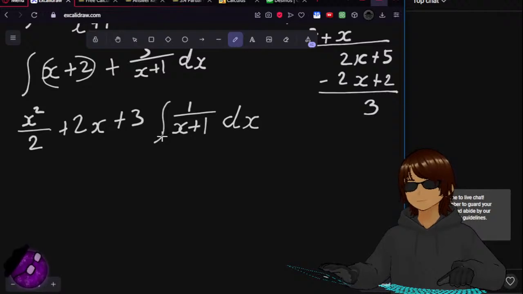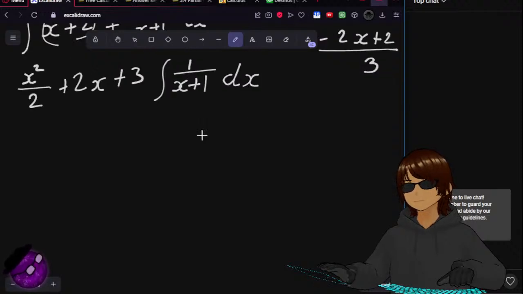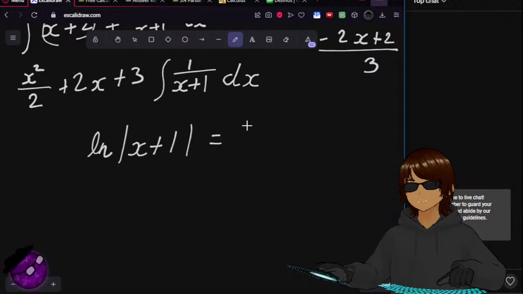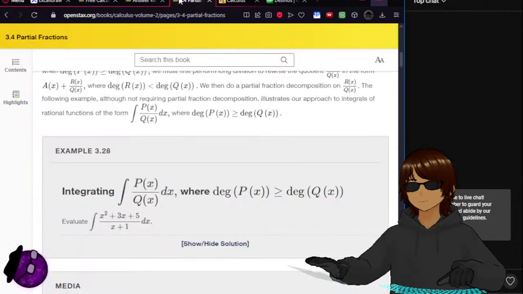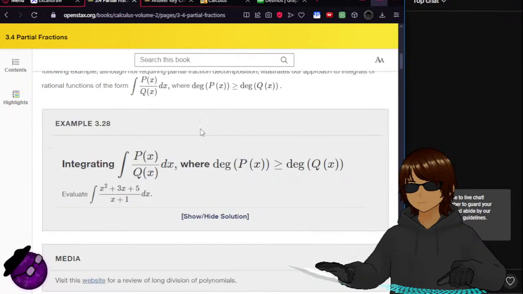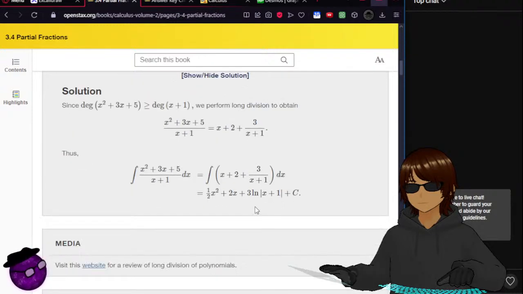What do we do here? A derivative of ln x plus 1 is 1 over x plus 1. So is that correct? Yes.